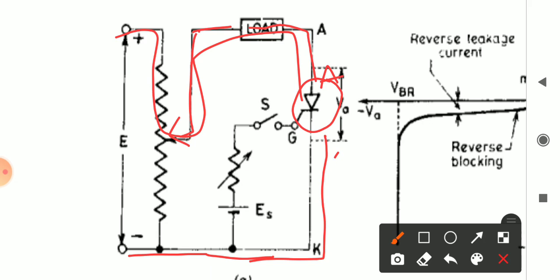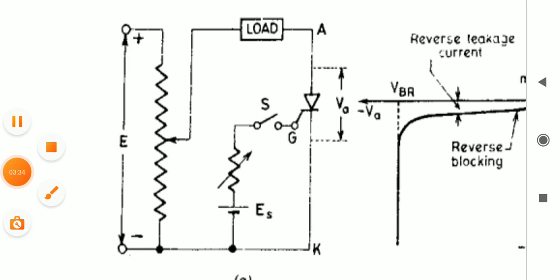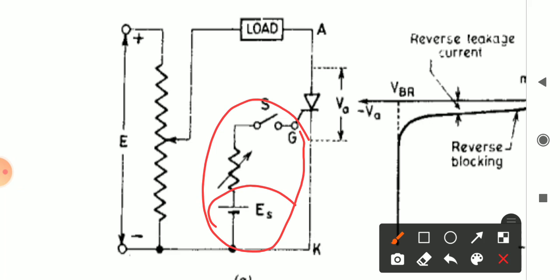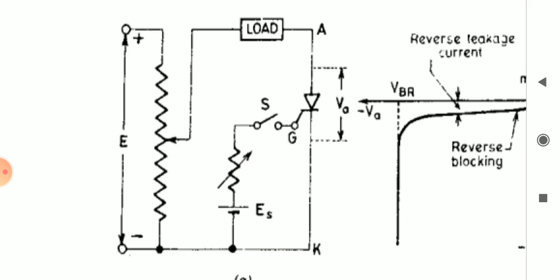This is anode and this is cathode. So the positive terminal of a supply is connected to the anode through load resistor as well as a load, and the negative terminal of the source is connected to the cathode. And here in order to make SCR on, we need to have a source for a gate also. This is the gate terminal, for which again one more supply ES is provided with the help of a resistor for adjusting the supply to the gate terminal, and one switch is provided over here. So with the help of this circuit we are going to perform 3 modes of operation of SCR.